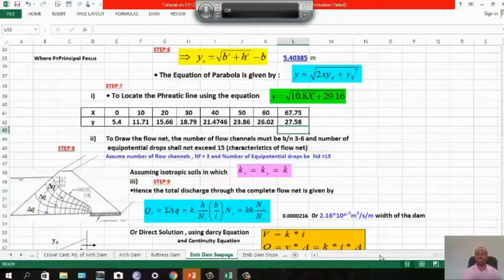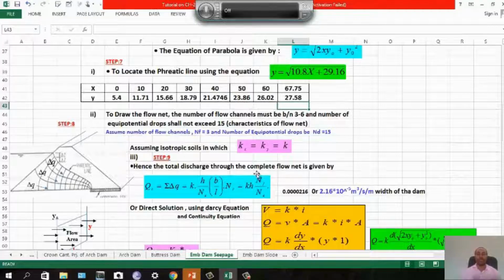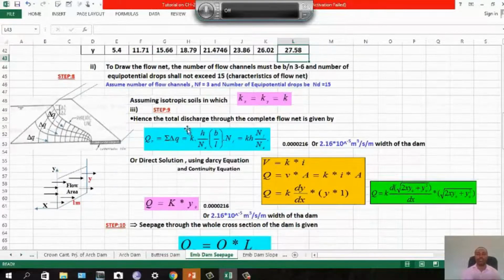You can see this is just a flow channel. Through one flow channel, delta Q will pass, then delta Q, then delta Q. Total seepage discharge will be the summation of all delta Q. So assume the number of flow channels NF is 3, and the number of equipotential drops ND is 15.